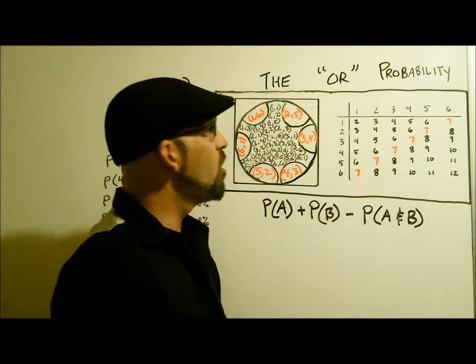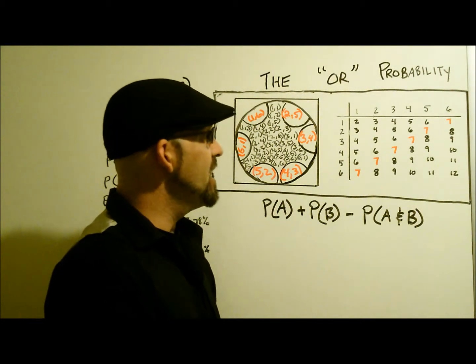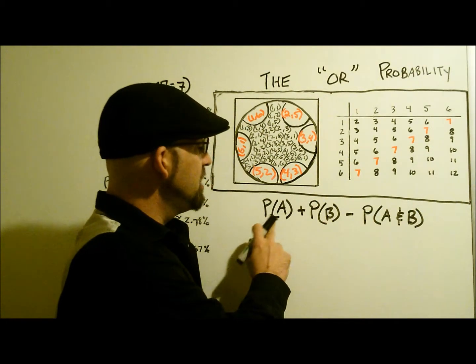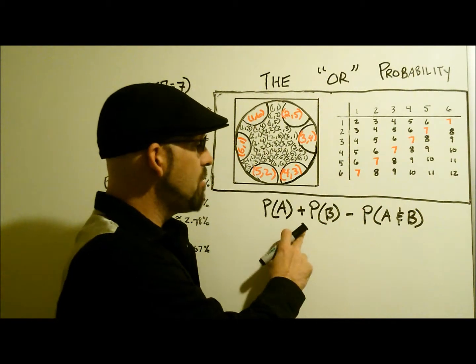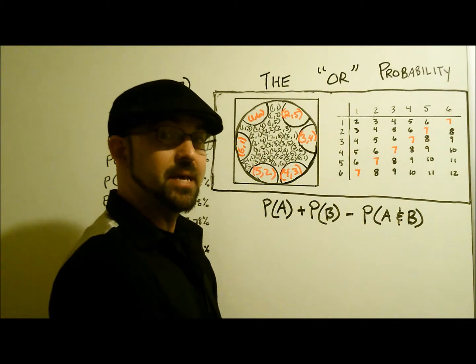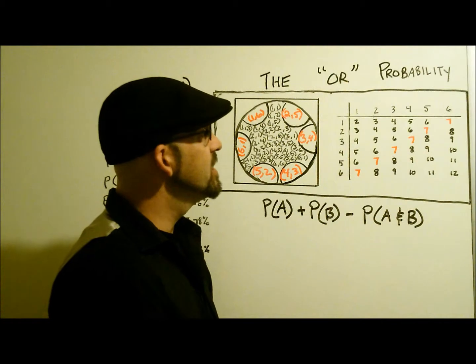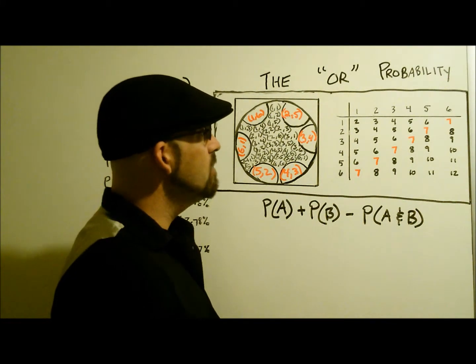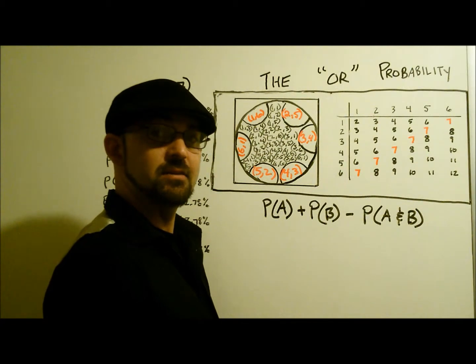So we're going to start with the OR probability, A or B. Here's the formula for it. Probability of A plus the probability of B minus the probability of A and B to avoid double counting. Let's start with the roll of 2 dice. Well, how do we find our sample size?